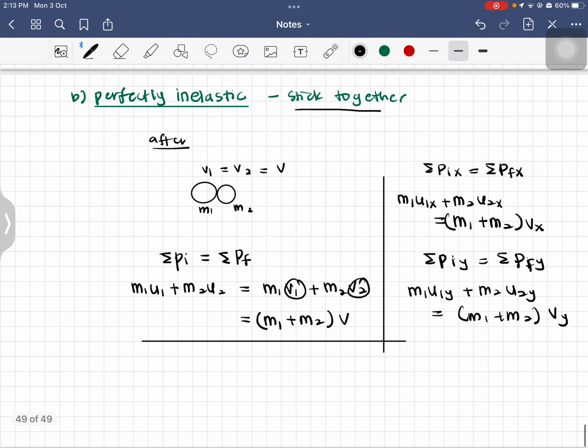This usually happens like what I showed just now. U1 like this, U2 like this. For this one, you will get U2Y only. For this one, you will get U1X only. So what happens after the collision, they stick together and will move like this. So V can be resolved into X component and Y component. So good luck with your momentum.